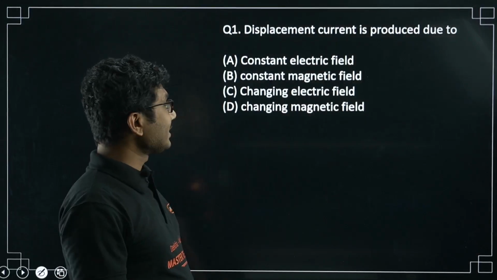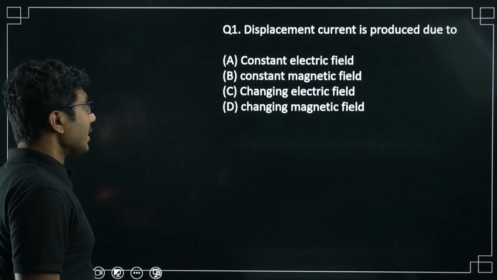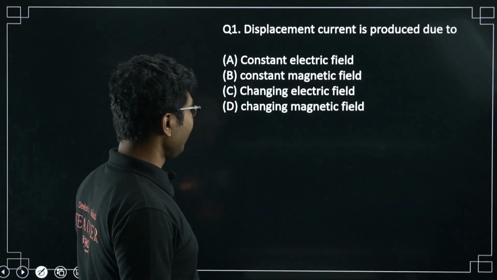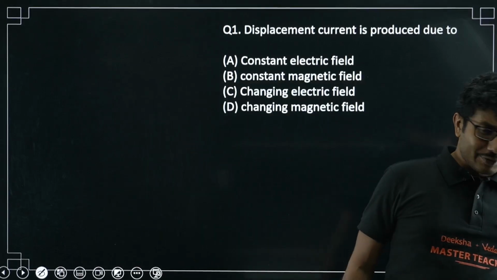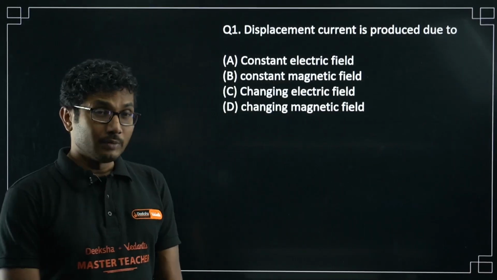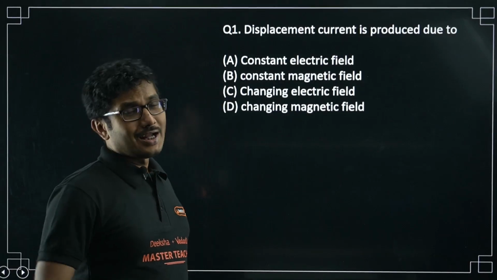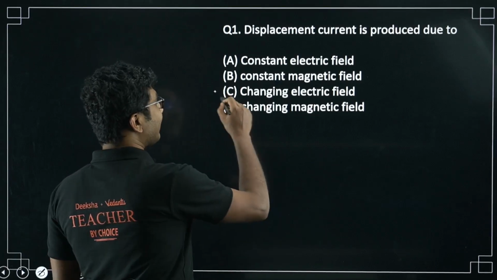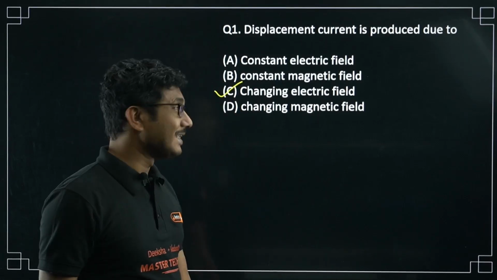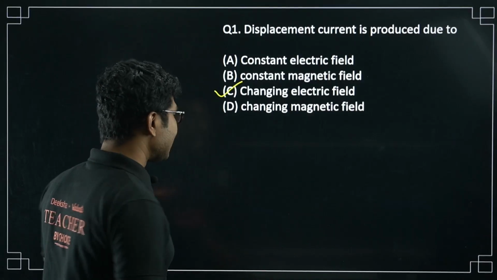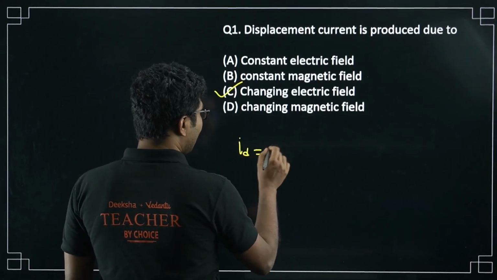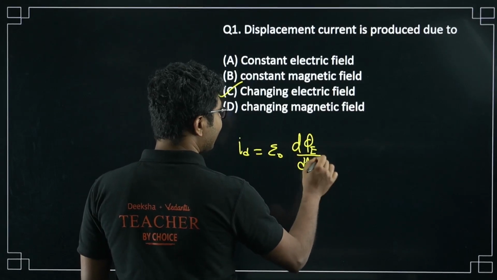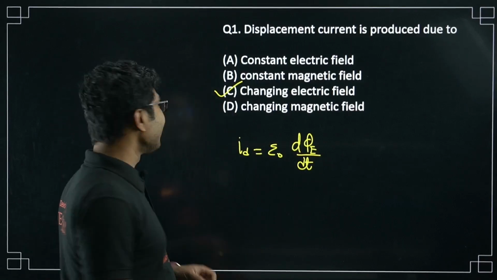So let's start. First: displacement current is produced due to a constant electric field, constant magnetic field, changing electric field, or changing magnetic field. While this lecture is running, you can mention in the live chat comment below, and in case I am watching, I will definitely help you out from wherever I am. So this is the changing electric field. Displacement current is produced by a changing electric field. Obviously that is the main purpose, right? So displacement current is given by epsilon naught d phi E by dt. That is, electric flux is changing. Electric flux changing means electric field will definitely change, right?